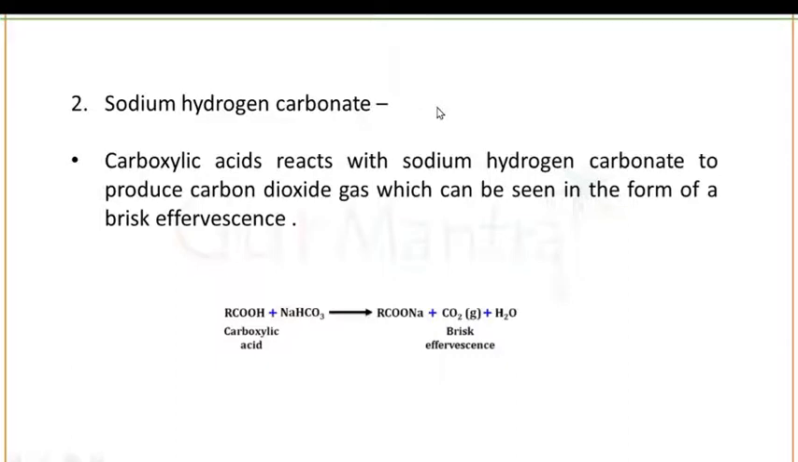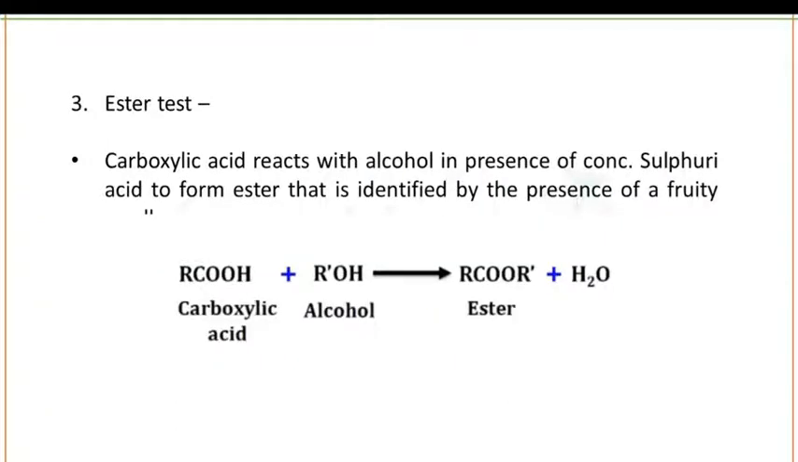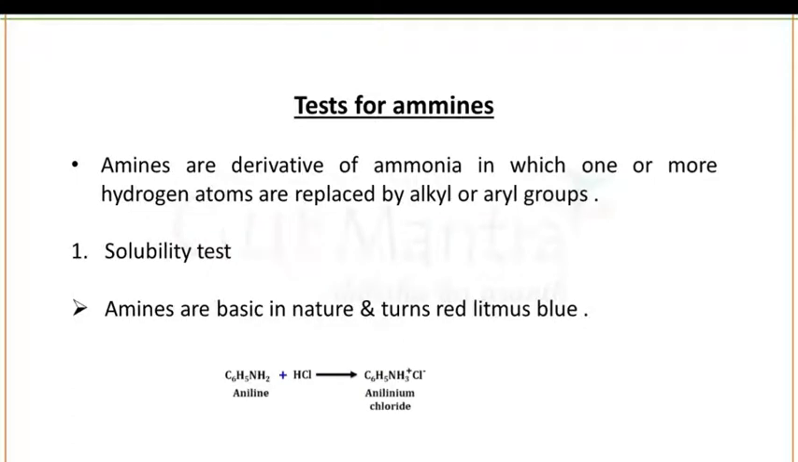Second test is the sodium hydrogen carbonate test. Carboxylic acid reacts with sodium hydrogen carbonate to produce carbon dioxide, which can be seen in the form of effervescence. Carboxylic acid RCOOH reacting with NaHCO3, that is sodium hydrogen carbonate, gives RCOONa and CO2 gas. Okay. Next is the ester test. Carboxylic acid on reacting with an alcoholic group forms the ester compound, and that can be identified by the presence of a fruity smell.